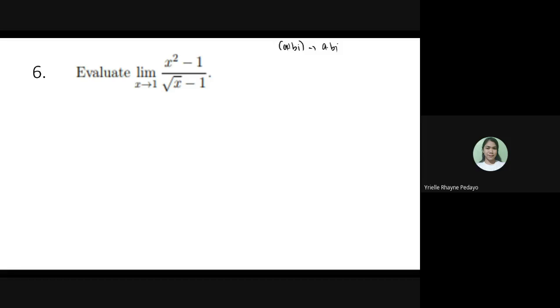So we'll have x squared minus 1 all over the square root of x minus 1. You multiply this by square root of x plus 1 all over the square root of x plus 1. So basically, we did not change the given x squared minus 1 all over the square root of x minus 1. I just multiplied it by 1, and 1 was represented by the square root of x plus 1 over the square root of x plus 1. Notice that I did not put the limit of the square root of x plus 1 over the square root of x plus 1. Okay, so let's simplify.